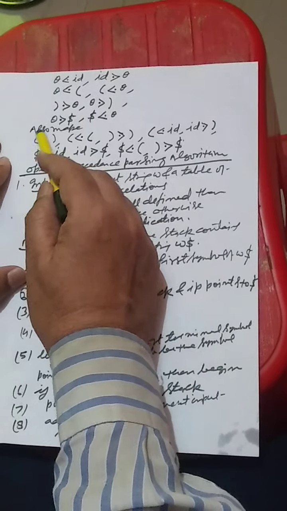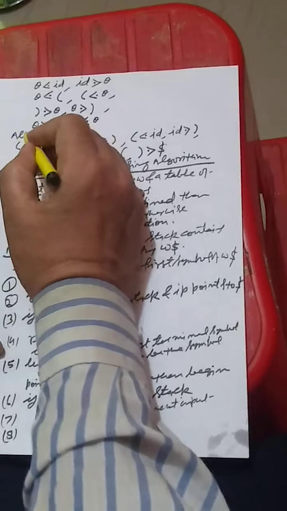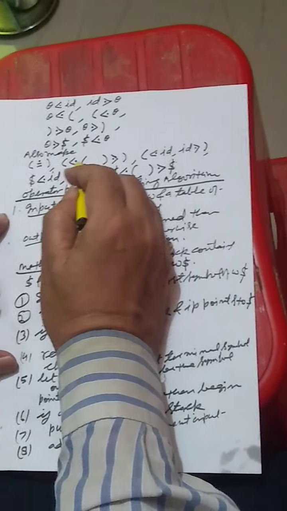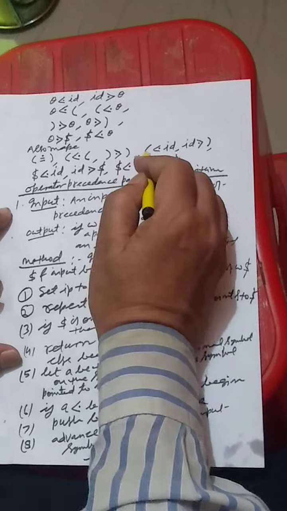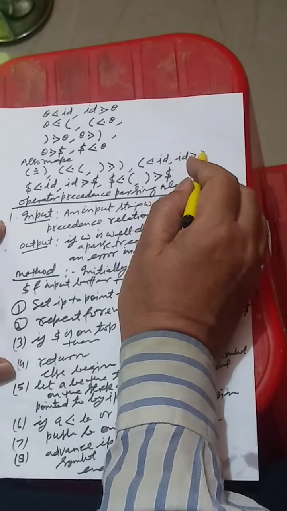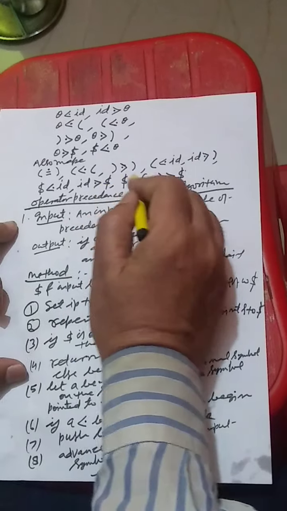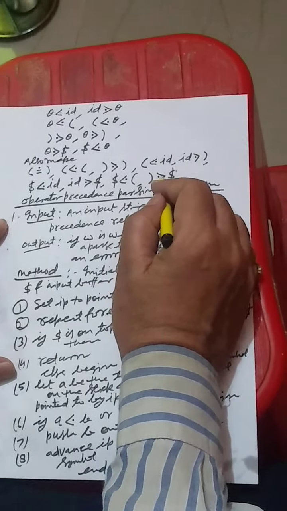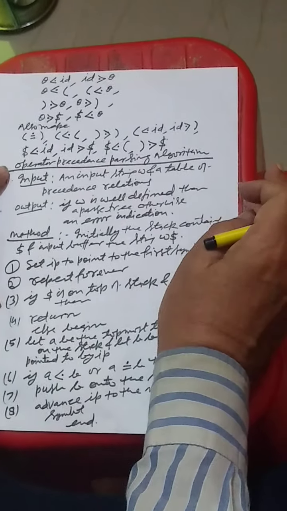Also make left parenthesis equal to right parenthesis, left parenthesis is less than left parenthesis, right parenthesis is greater than right parenthesis, left parenthesis is less than id, id is greater than right parenthesis, dollar is less than id, id is greater than dollar, dollar is less than left parenthesis, right parenthesis is greater than dollar. You have to remember these relations.